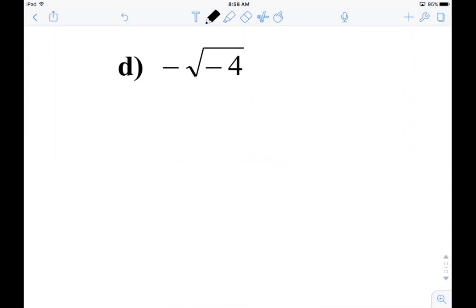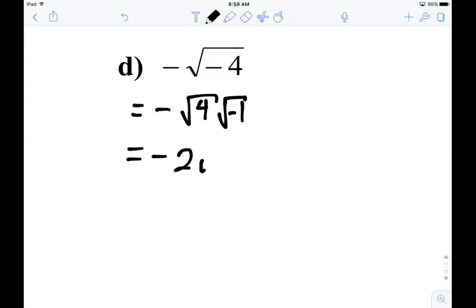Now I've got to be extra careful here because I have a negative in front of this whole thing, but I also, of course, have a negative underneath my square root sign. So I need to make sure that I keep this negative in front of everything no matter what happens. And then I think of it as the square root of positive 4 and the square root of negative 1. Or in other words, it would just be negative 2i.